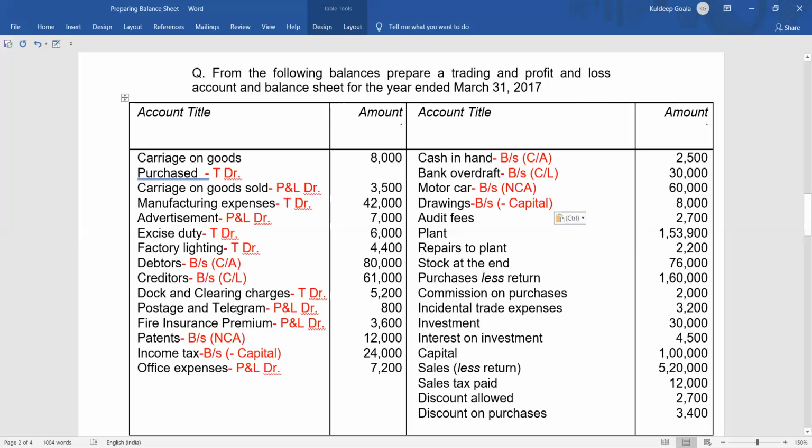Then audit fees will come in the profit and loss account debit side. Then plant will come in the balance sheet, again a non-current asset, because plant is a non-current asset. Coming to the next one, repairs to plant. Repairs to plant will be a profit and loss item. Repair and renewal all come into the profit and loss account, debit side.